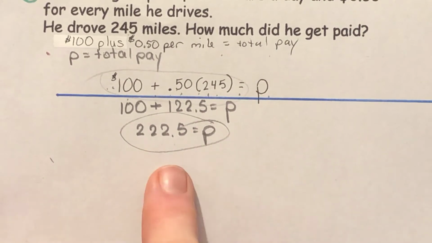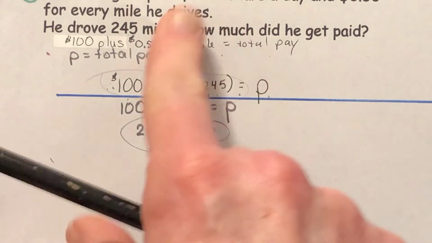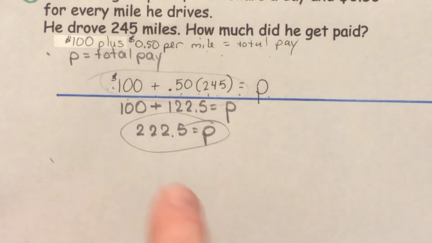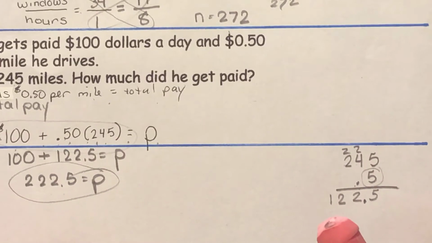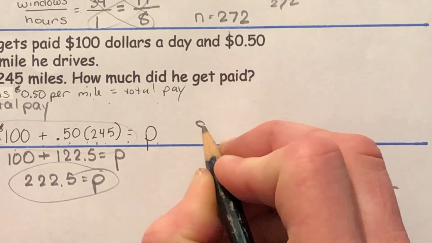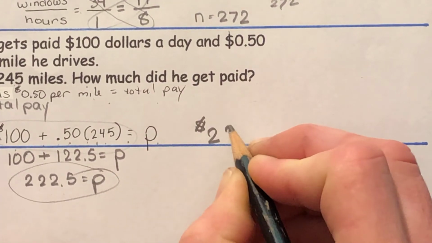This is not an acceptable answer. It says, how much did he get paid? You've got to be able to write your answer with a label. So since this is money, I need a dollar sign. I will write $222.5.